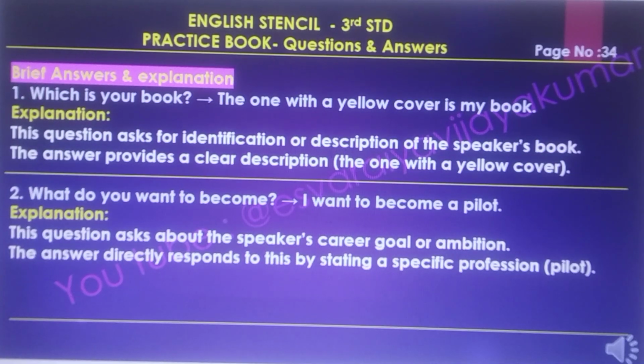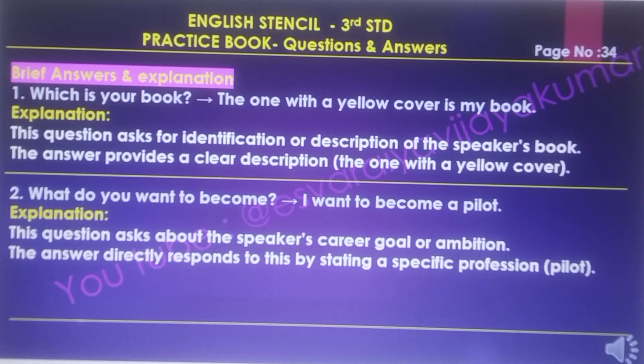The brief answers and the explanations of these questions. So, which is your book? The one with a yellow cover is my book. Explanations. The question asks the identification or description of the speaker's book. The answer provides a clear description. So, the one with a yellow cover.